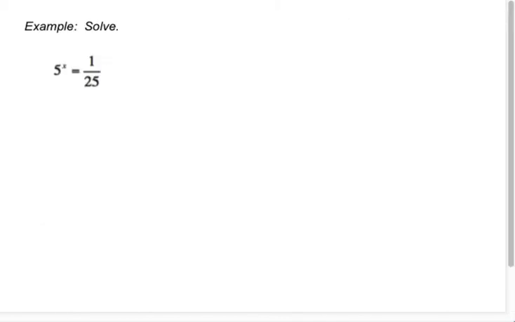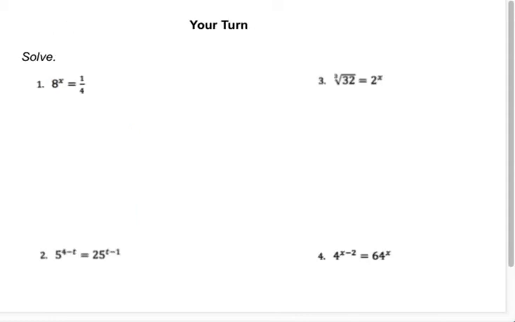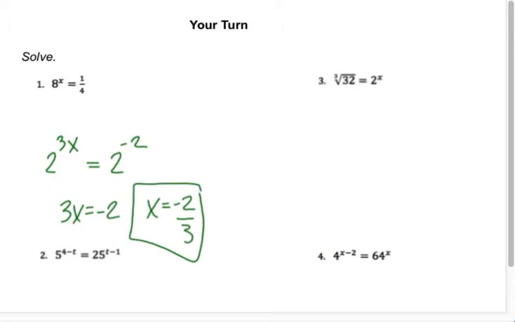All right, let's look at another example here. So 5 to the power of x equals 1 over 25, which can be rewritten as 5 to the power of negative 2. So I know my bases are the same, my exponents are equal, so x is negative 2. All right, same concept. Here, 8 can be rewritten as 2 to the power of 3, so it's 2 to the power of 3x. 1/4 is the same thing as 2 to the power of negative 2, so you know 3x equals negative 2, you divide, and there you go.